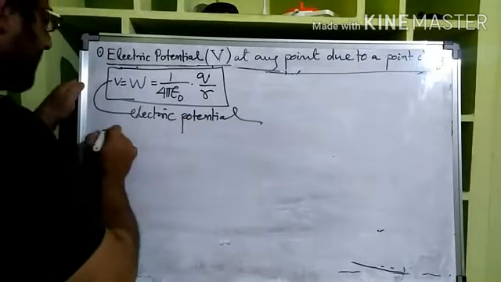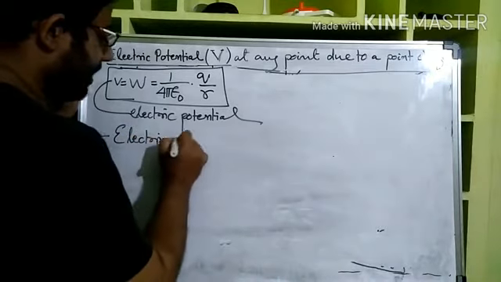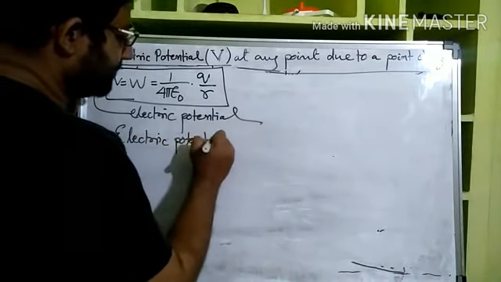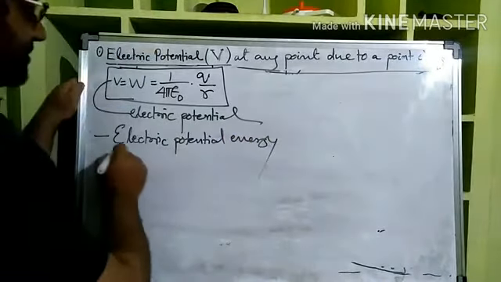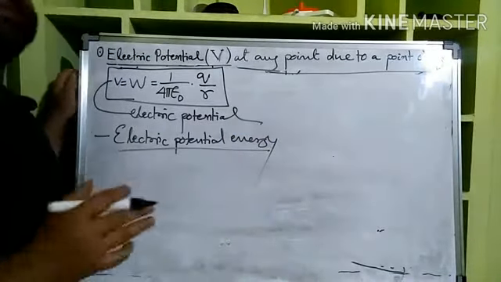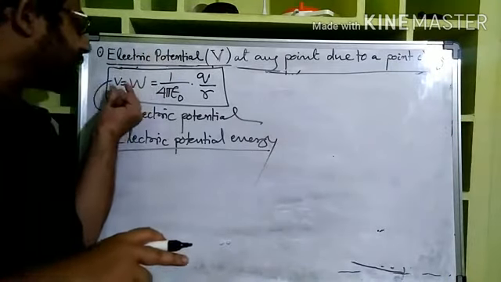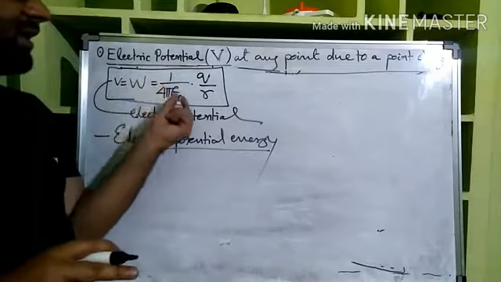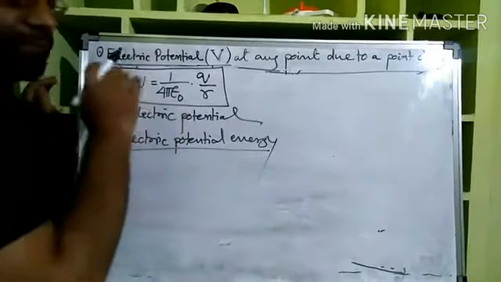Now there is another term called electric potential energy. What is electric potential energy? Conceptually it is the same, but when we calculate electric potential, it is the work done in moving a unit positive charge from infinity to a particular point.